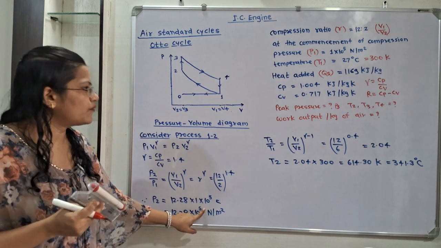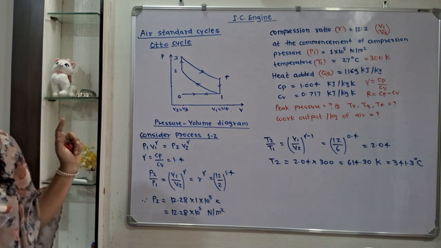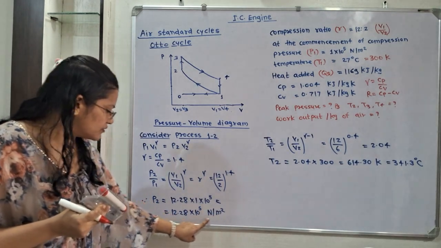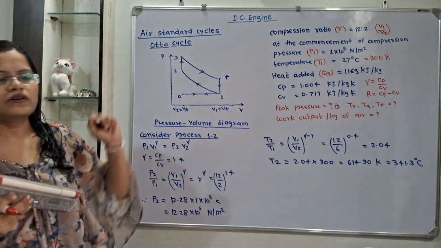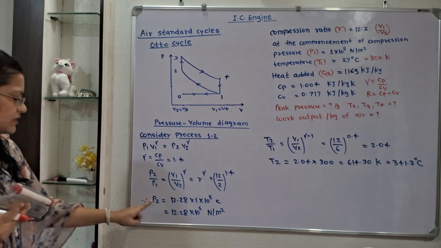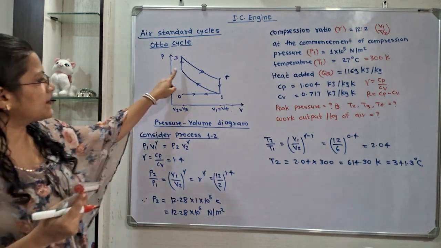32.42 × 10^5. Now we have to consider the unit. P1 is given in Newton per meter square, so this P2 is also in Newton per meter square. So we have to consider the unit of pressure mentioned for P1, and then show this. Now we will calculate the temperature T2.